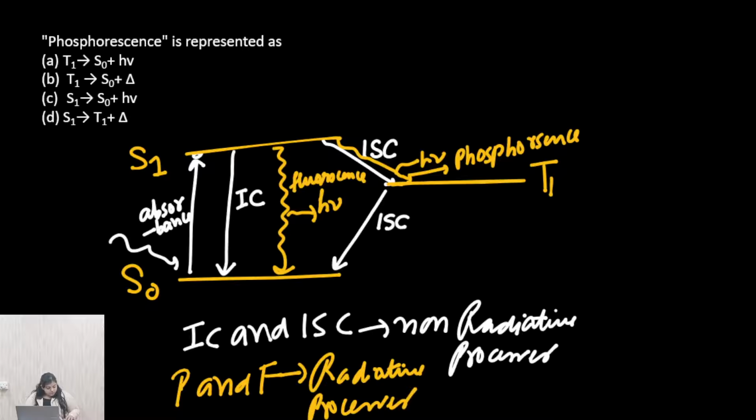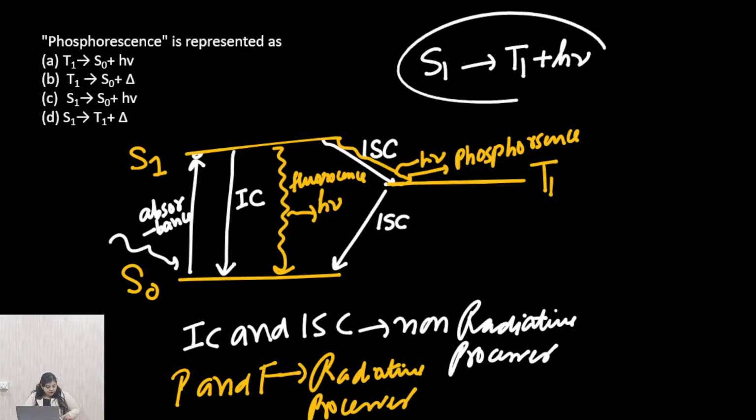Okay, now we have been asked about phosphorescence. In phosphorescence, the particle comes from the S1, goes to the T1 with the emission of some light. So this is what takes place in phosphorescence. That is given to us in option A over here, right?